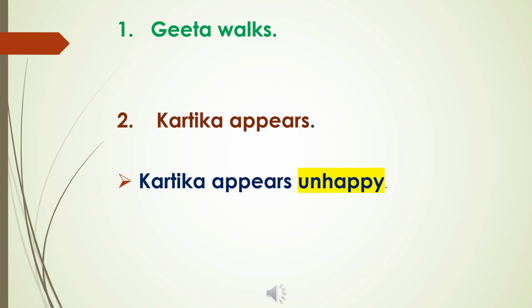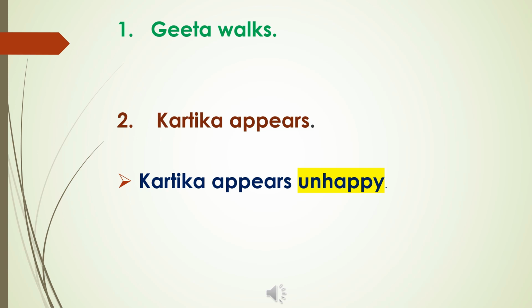First sentence, Geeta walks. The predicate in the first sentence consists of a single verb, walks, which is an intransitive verb. The sentence is complete in itself. So, we do not need to use any complement.